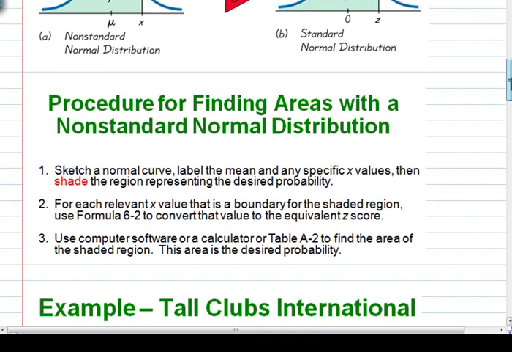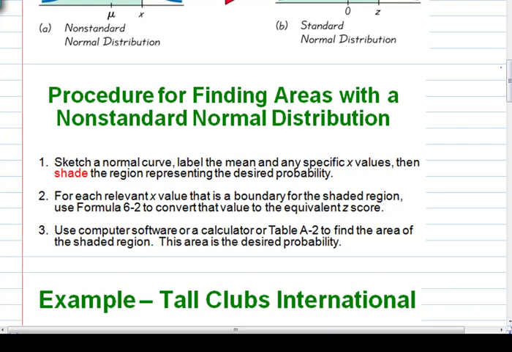We're going to get around that by using the calculator, but here is the procedure for finding areas with a non-standard normal distribution. First and always, I said you want to sketch a normal curve. Always draw a picture. It makes it easier to find the probabilities. Sketch a normal curve, label the mean and any specific x values, then shade the region that represents the desired probability. This is the probability you want to find. Are you looking for the probability that x is less than a number or greater than a number? Do you shade to the left? Do you shade to the right? That's what I'm talking about here.